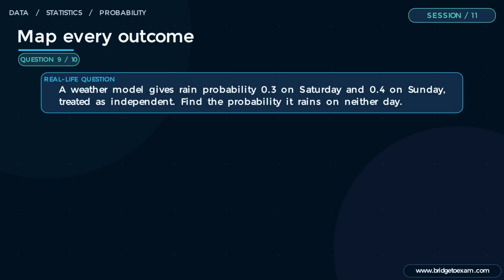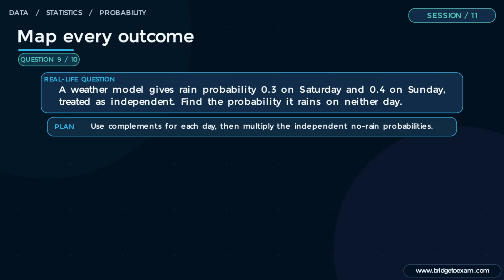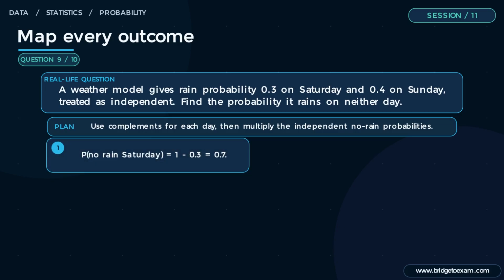Example 9. A weather model gives rain probability 0.3 on Saturday and 0.4 on Sunday, treated as independent. Find the probability it rains on neither day. The comparison places both cases on the same scale. Plan. Use complements for each day, then multiply the independent no-rain probabilities. Step 1. P(no rain Saturday) equals 1 minus 0.3 equals 0.7.